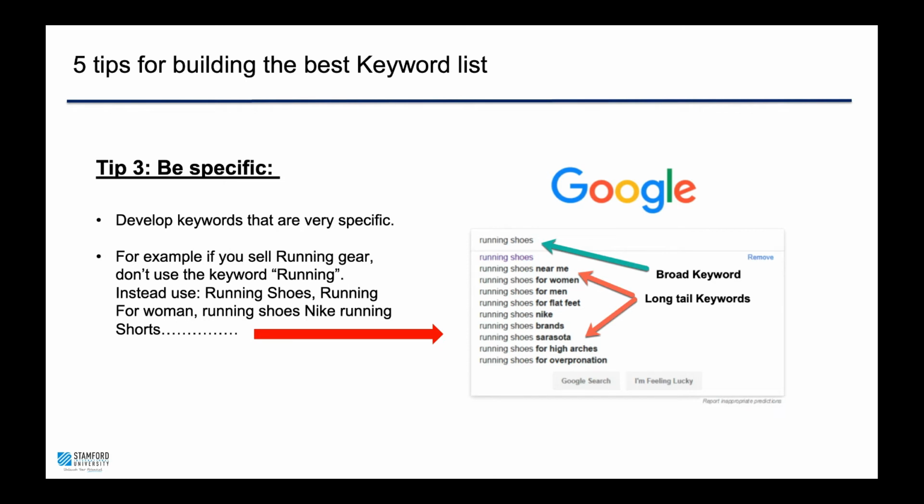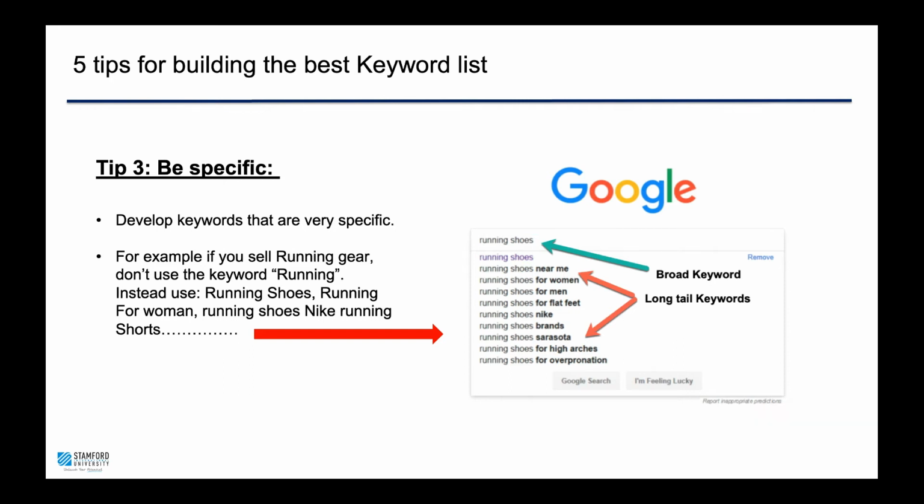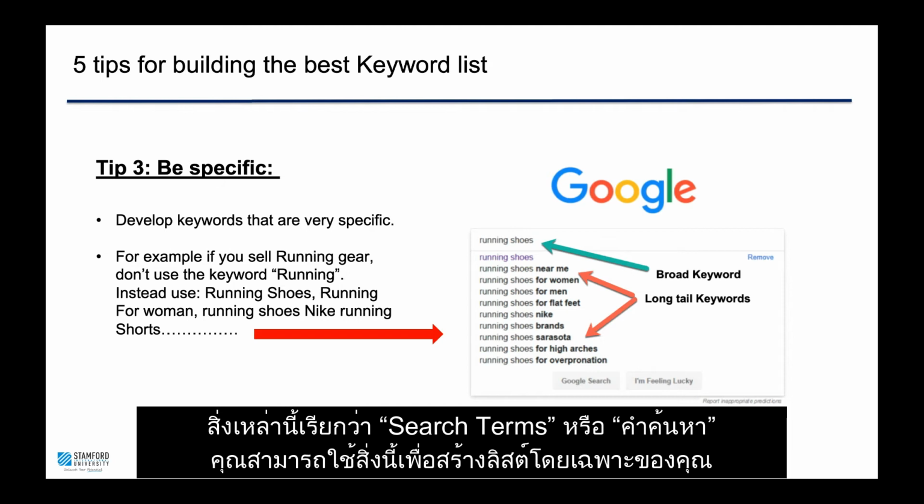There's a good tool that you can use to find keywords and look at specific suggestions. And it's called search terms. You can use this to build your specific list, and you can actually just type right into Google and they'll recommend. These are the search terms that are most popular that people are using. You can use this to build your list.